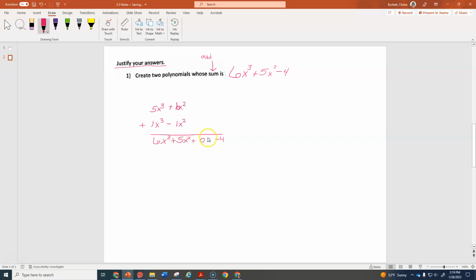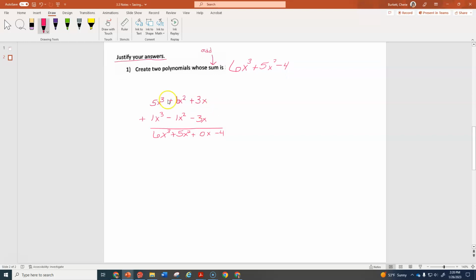I don't have any x's, but maybe my problem did. Well, if that's the case, then I don't know. Maybe I need a 3x on this one and a negative 3x on that one. Or another option is to certainly leave the x's off of the two polynomials that I'm coming up with anyway. Just don't have any x's. But just because we don't have any x's in the answer doesn't mean that we didn't have any x's in the problem. It just means that they added to 0.